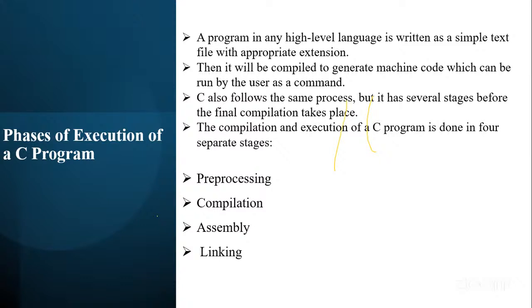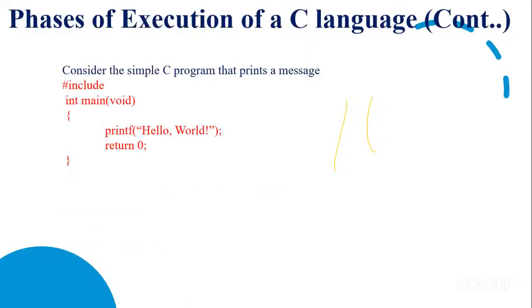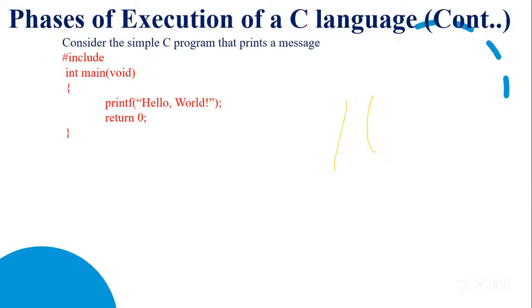These four phases are there in the compilation and execution of a C program. Just remember them: pre-processing, compilation, assembly, and linking. We will see these four phases briefly. Just consider this code. This is a sample C program to print a text message, hello world.